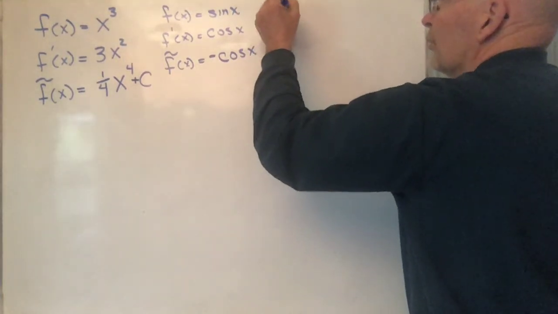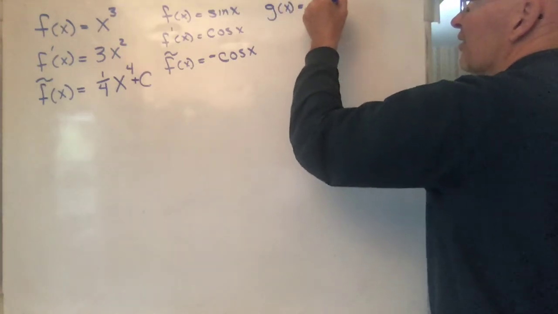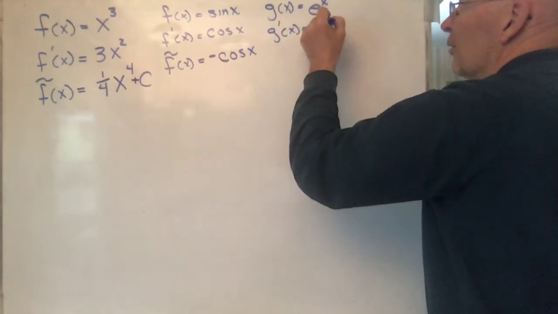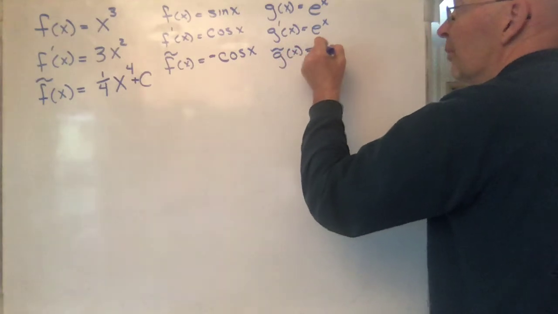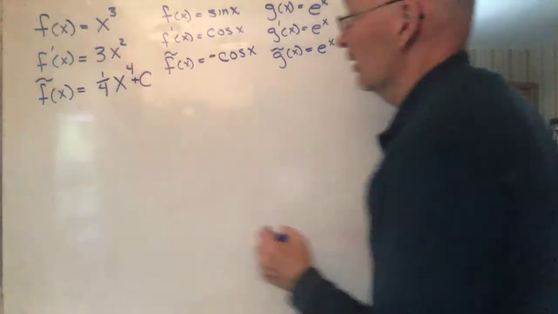How about, we'll call this one g. If g of x is equal to e to the x, then we know that the derivative is equal to e to the x, and the antiderivative is also going to be e to the x. That's about as easy and plain as it gets. Let's try one a little bit harder.